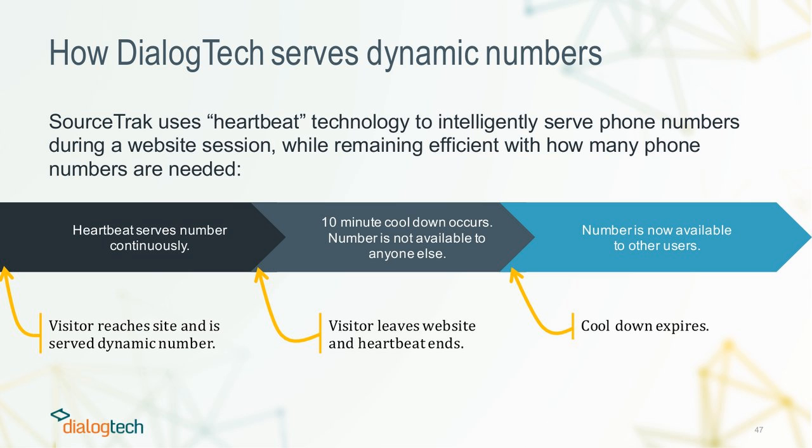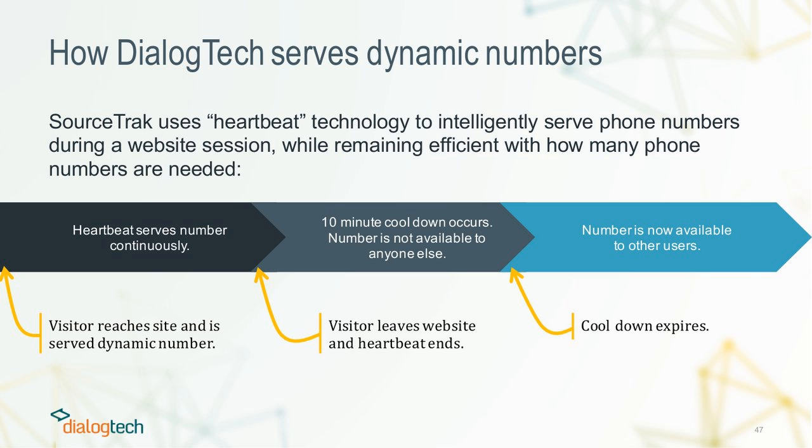What Dialog Tech then does is take that phone number and put it into a 10-minute cooldown period. So we're not going to immediately serve that phone number to another visitor. And further, if the visitor who just left your website returns, we're able to serve them the exact same phone number as well. Once that cooldown period expires, that phone number becomes available to other users. The phone number is no longer necessarily unique to the user who is just viewing it.